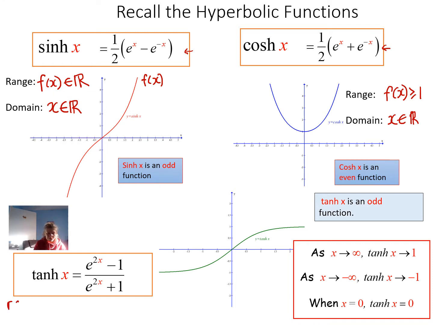So the range is f of x can be between -1 and 1. Oh, I shouldn't have equal to, should I? It doesn't equal. Terrible, terrible.